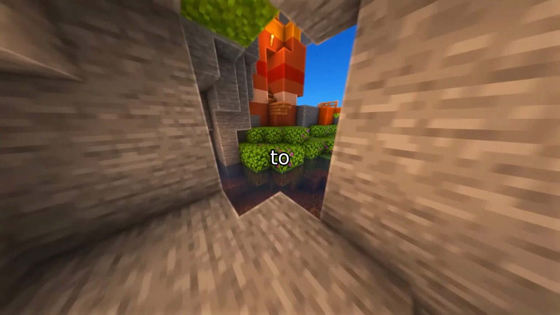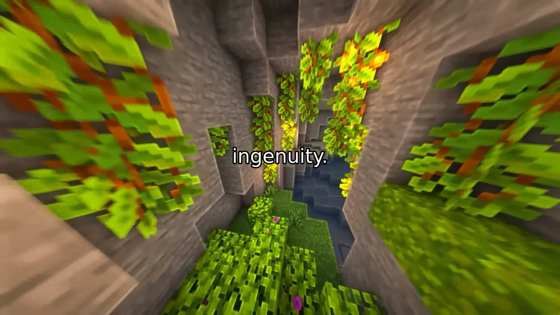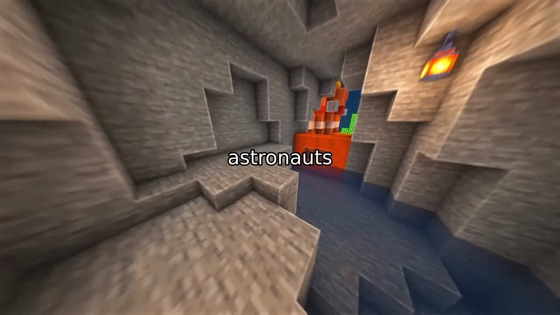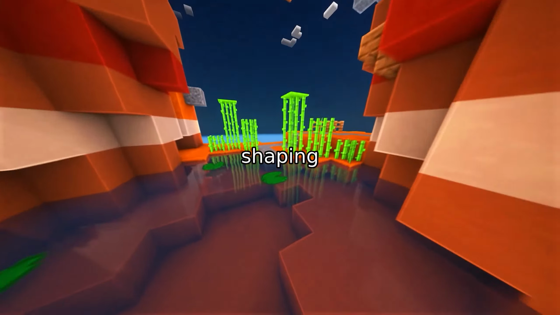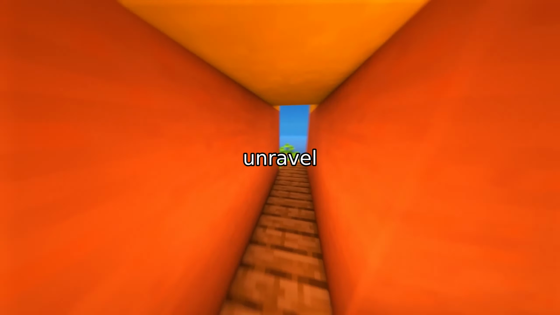From AI-driven predictions to mathematical tricks that tame chaos, the science of boiling is a testament to human ingenuity. Whether it's cooling a supercomputer or keeping astronauts safe in space, these breakthroughs are shaping the future, one bubble at a time. What other mysteries of the physical world will we unravel next?